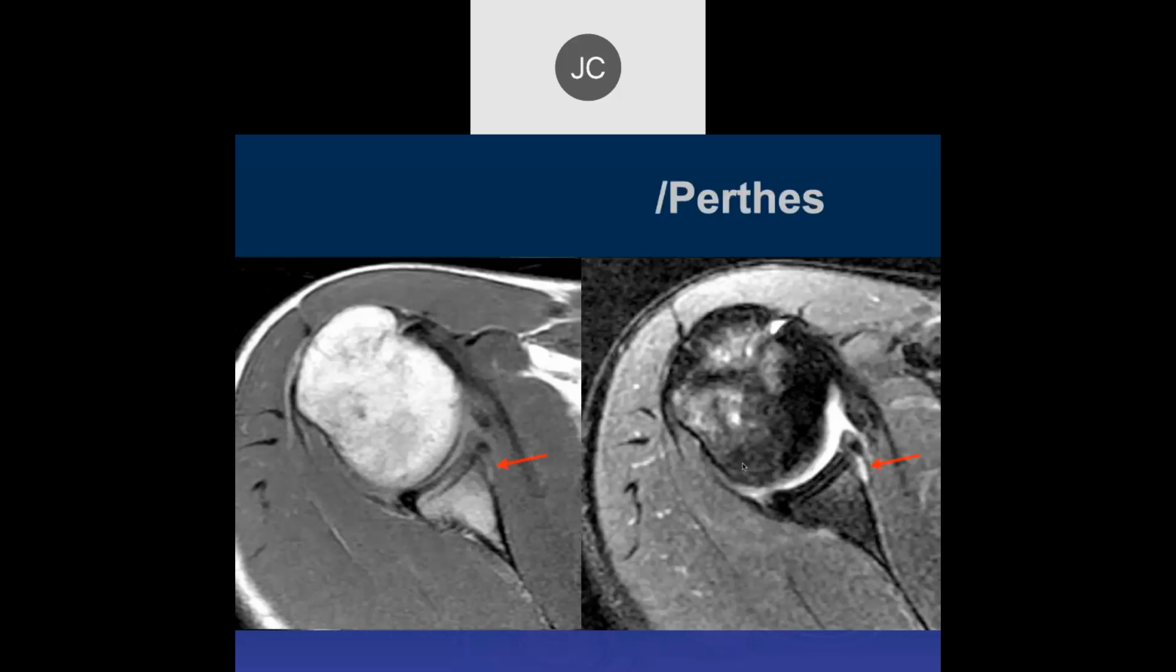If we look here, you can see that there is a tear of the anterior labrum, some injury to the anterior labrum there, and the periosteal attachment is intact. So we call this a Perthes lesion. So you have an anterior Perthes lesion, and we have an acute Hill Sachs.